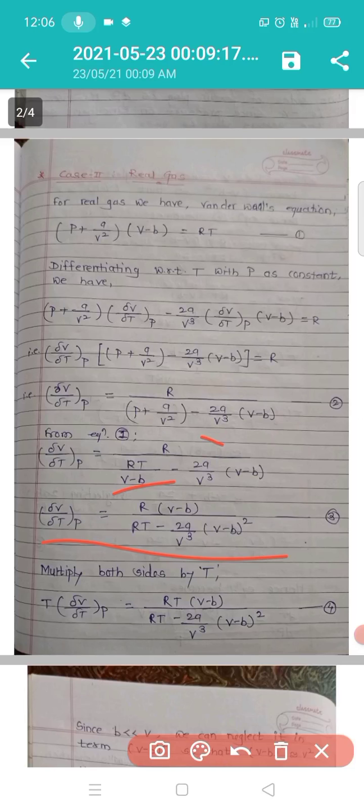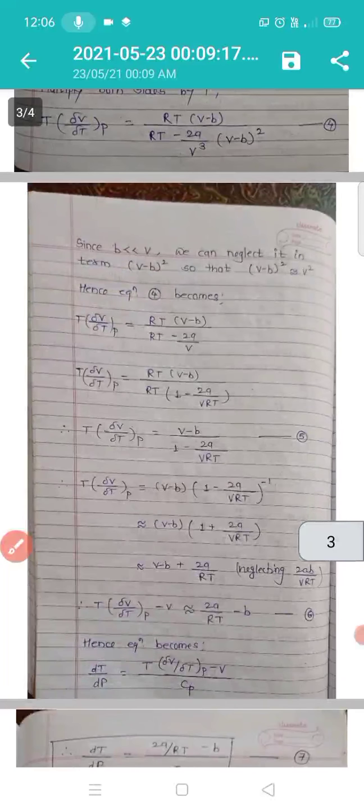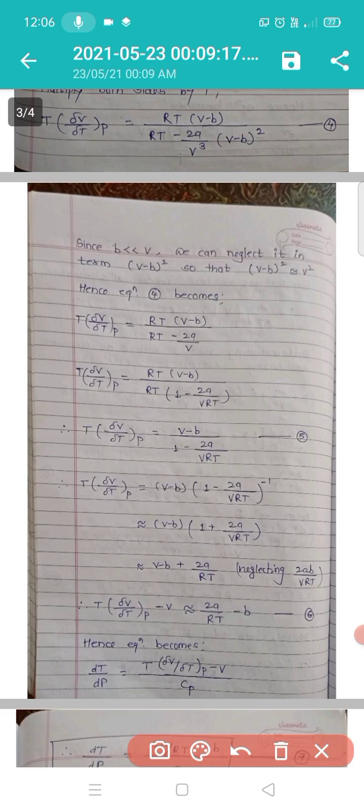Okay, equation number 3. Now multiply both sides by T. We get T into ∂V/∂T at P is equal to RT into (V − b) upon RT minus 2a by V cube into (V − b) square. Equation number 4. Okay, since b is very less than V, we can neglect it in terms of (V − b) square.